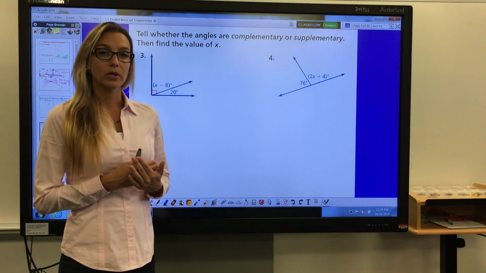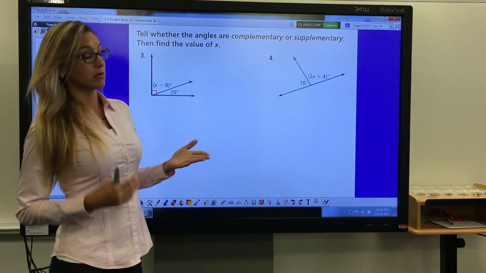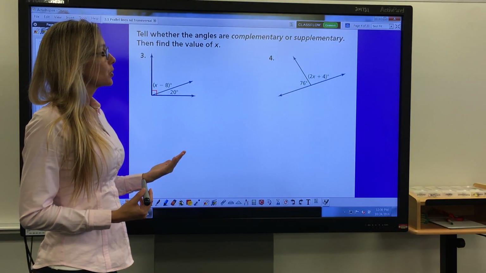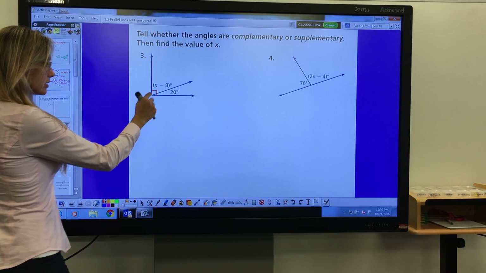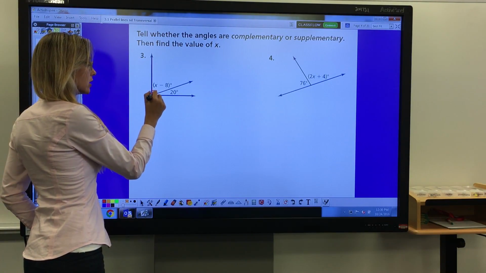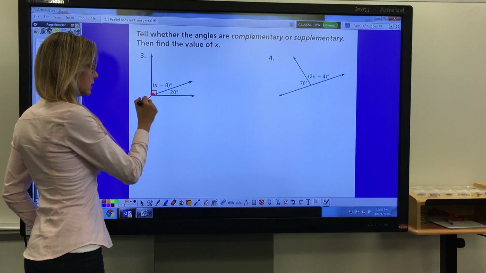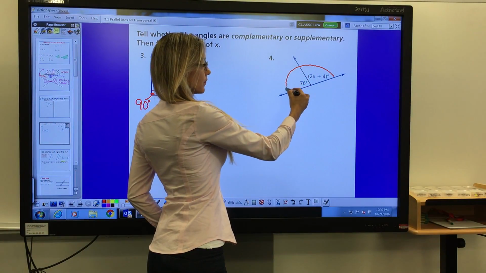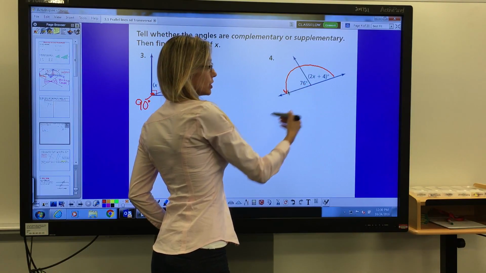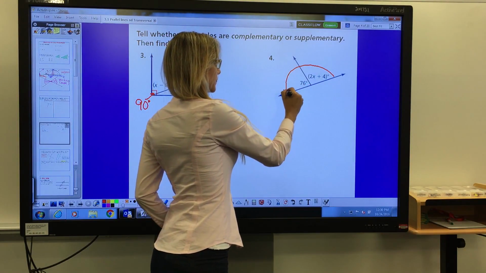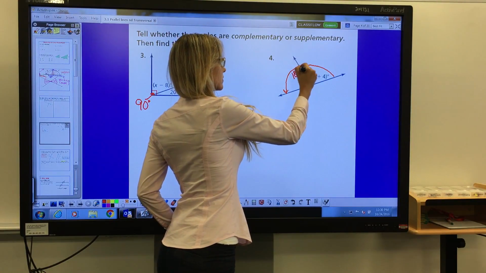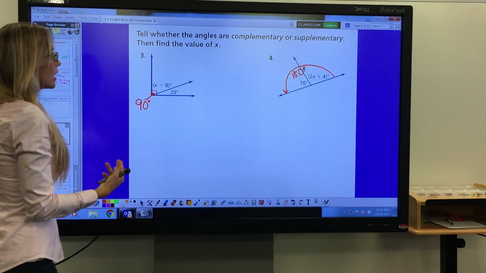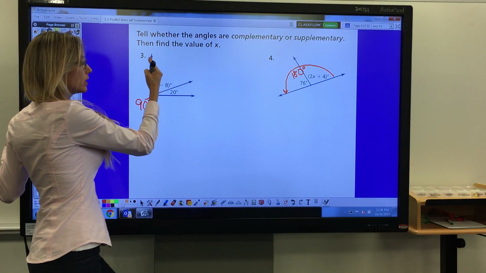Alright, in this chapter we're also going to be talking about complementary and supplementary angles. What I would like for you to remember is if I see this symbol in here, that is 90 degrees, and we've discussed that a straight line is 180 degrees because it's half of a circle. And here it's just a quarter of a circle, right?